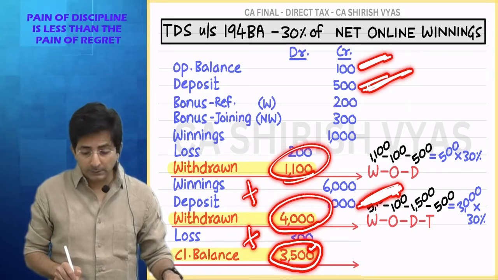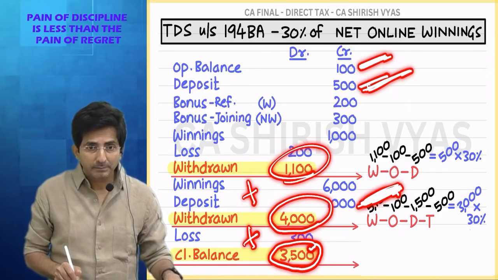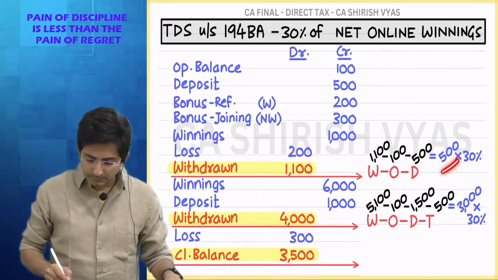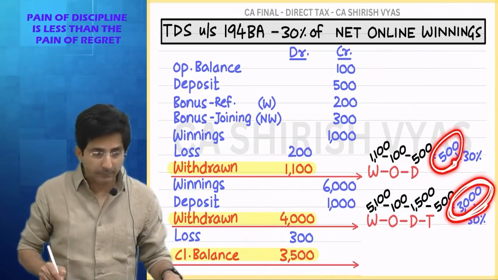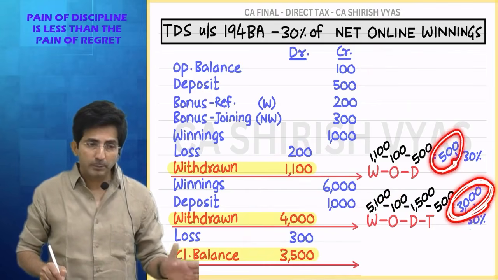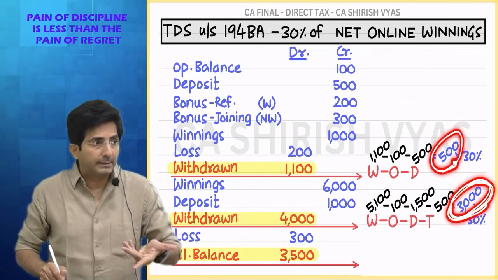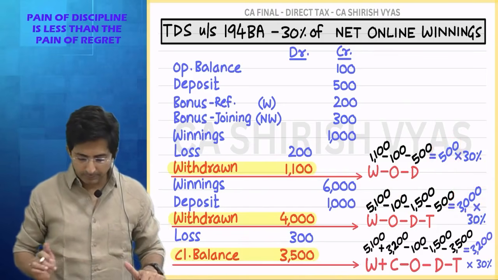And then how much is already subject to TDS? How much is already subject to TDS? 500 at the time of the first withdrawal, 3000 at the time of the second withdrawal. Already subject to TDS will be subtracted so that there is no double TDS. So see, I have done a working here.